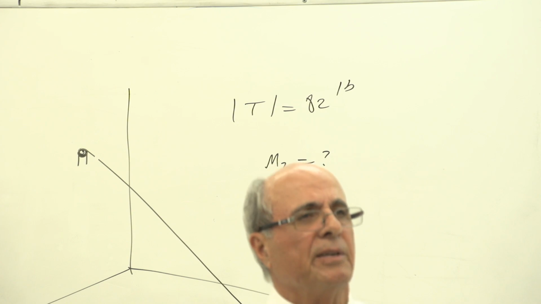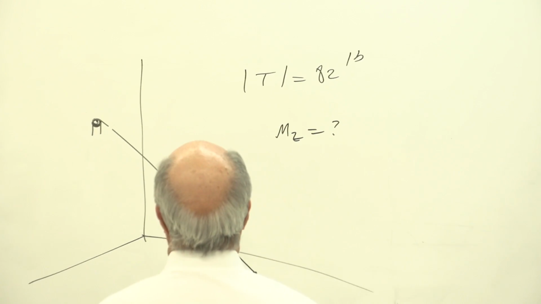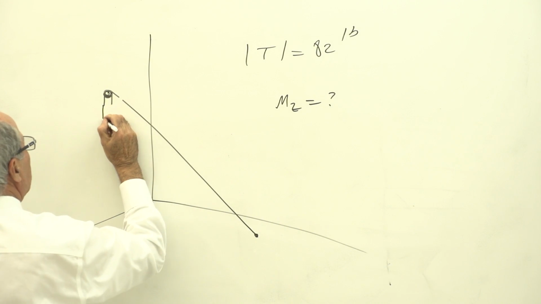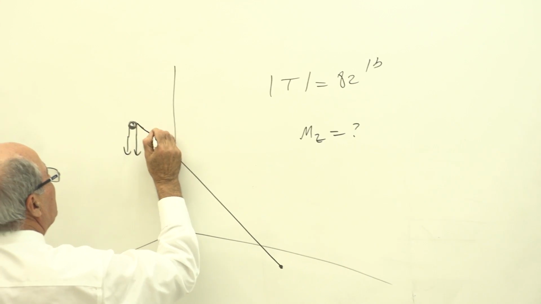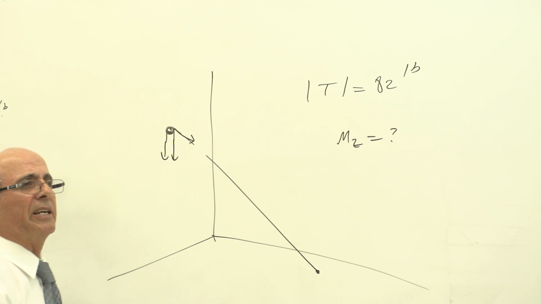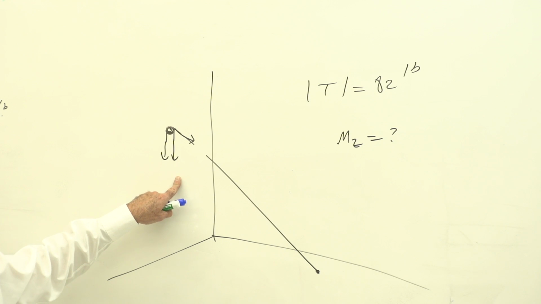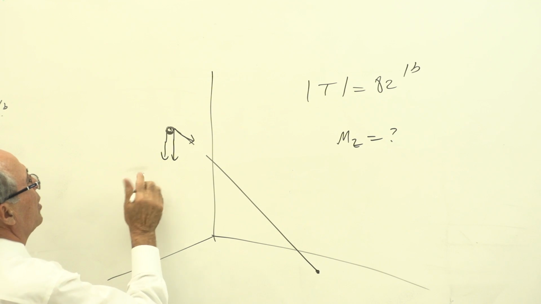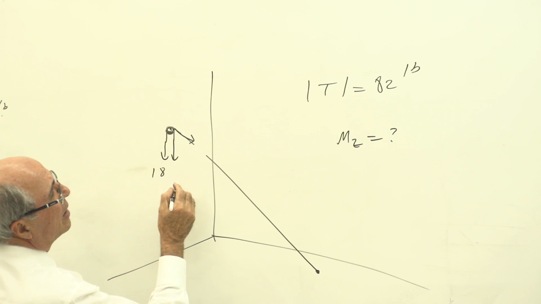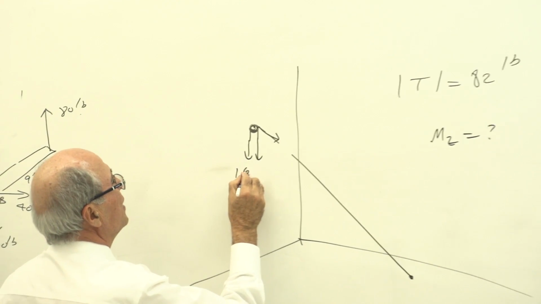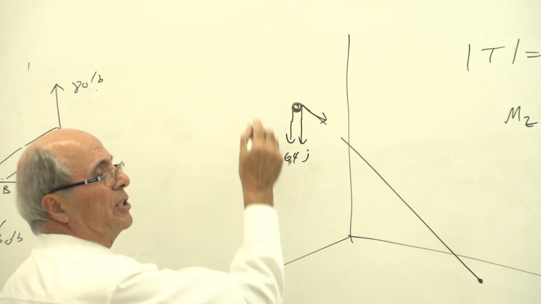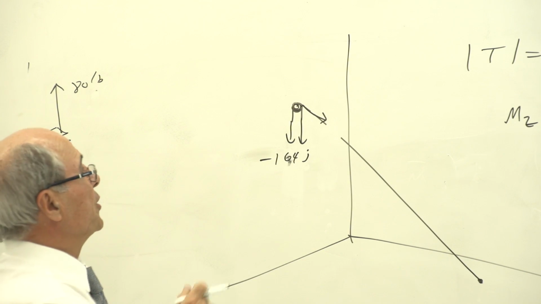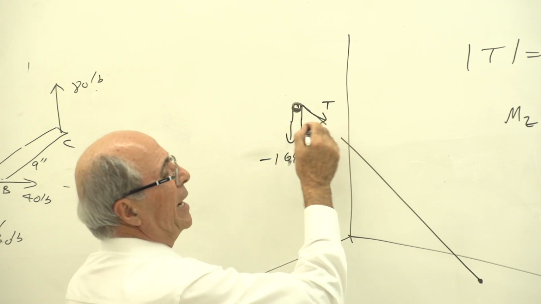Is that correct or not? Yes? However, there are three of them now. Look, this is the tension, this is the tension, this is the tension, because you are cutting it there. Yes or no? These two are vertical, yes? So this is 82j, for a total of 164j going down. Is that correct or not? Yes? Then you have to write this one as a vector.